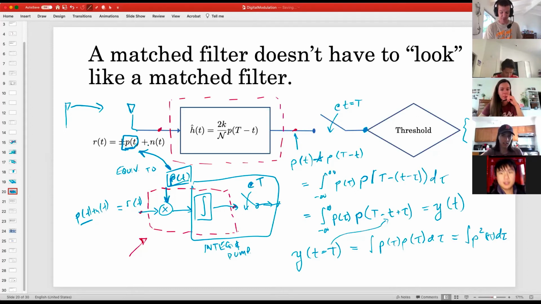You just don't have to build a circuit whose impulse response happens to be a time reversed version of your pulse. You can run the pulse in positive time or in forward time and just integrate the result. The assumption being that if you can generate the pulse at the transmitter, you can also generate the pulse at the receiver. And integrating is an easier operation than building a circuit that magically has this time reversed impulse response.